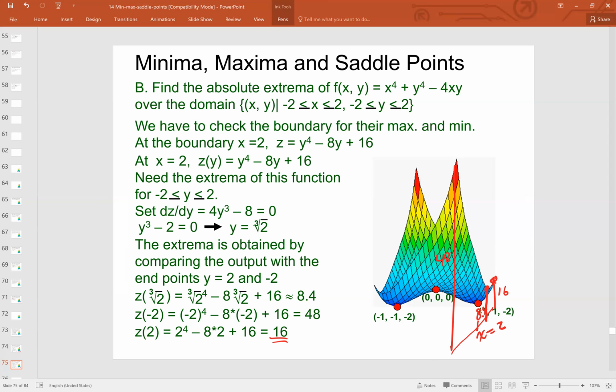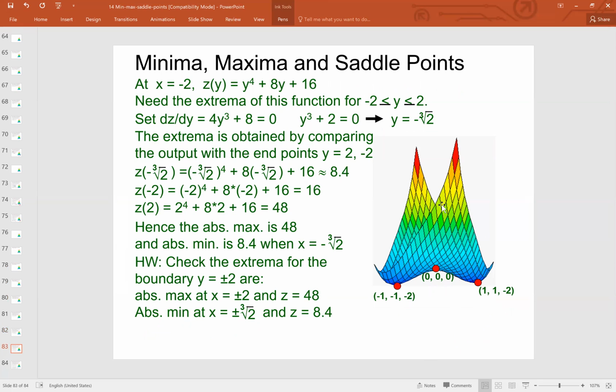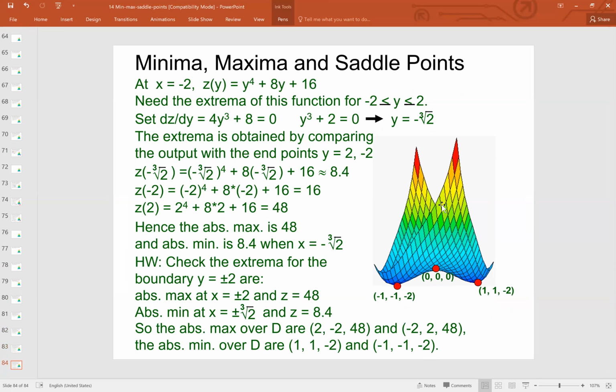In other words, these are the max and min on the boundary. So I have to look at all four sides. The calculations are symmetric. They all come out the same, except at different locations along the boundary. After you do the calculation on the other sides, you can conclude the maximums are these 2 points, and the absolute minimums are from the interior. So that's that section.